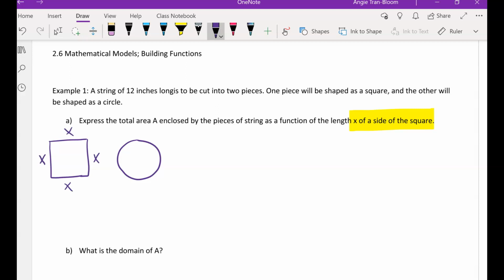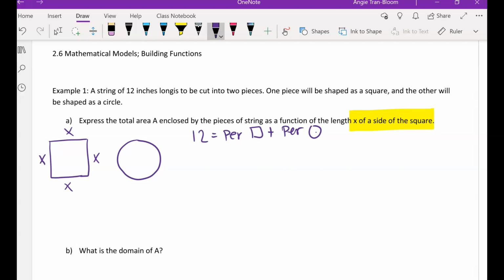Perfect. Question number 2 is, what is 12? 12 inches, what is that going to represent in our application here? The perimeter of both, yeah, okay. So 12 equals perimeter of square plus perimeter of what? Yeah, perimeter of circle.